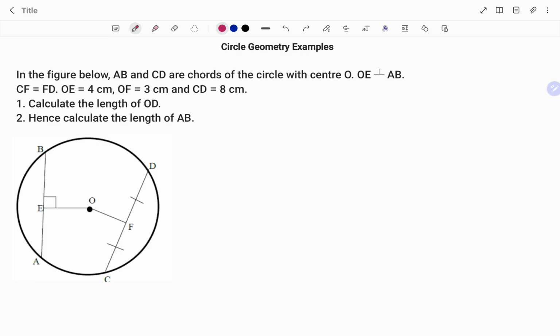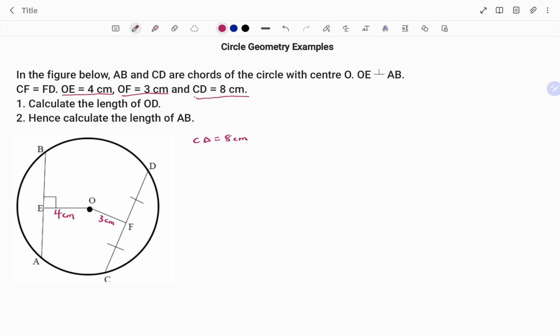Inserting all the parameters given in the diagram, we've been told that the line OE equals 4 centimeters. I have that as 4 centimeters. The line OF, 3 centimeters. I have that as 3 centimeters. And CD equals 8 centimeters. The total distance CD has been given as 8 centimeters.